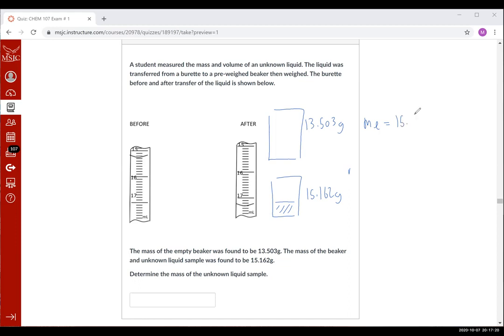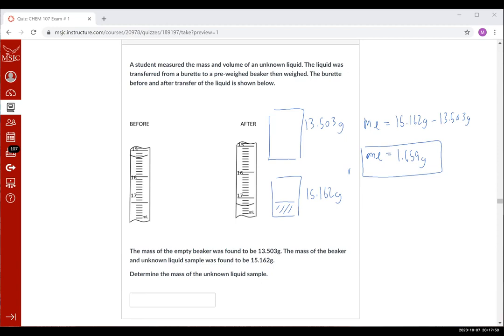So we take 15.162 grams minus 13.503 grams, and that in turn gives us a mass of liquid of 1.659 grams. Does that make sense to everyone? Any questions on this idea of weighing by difference?